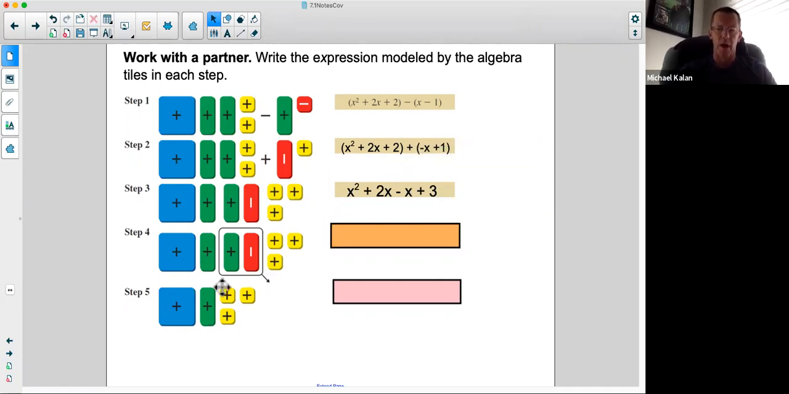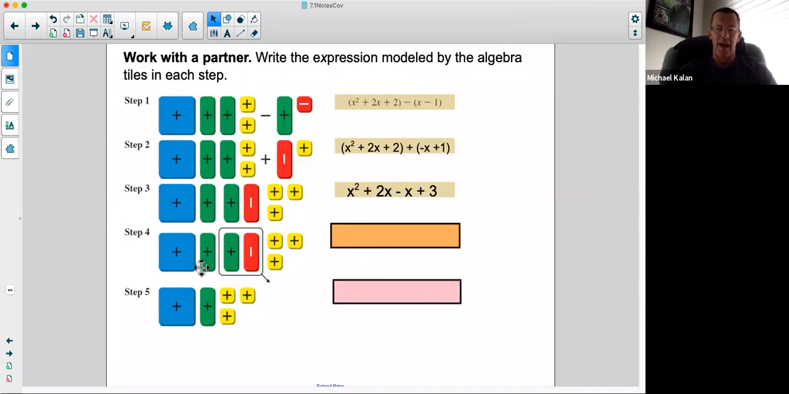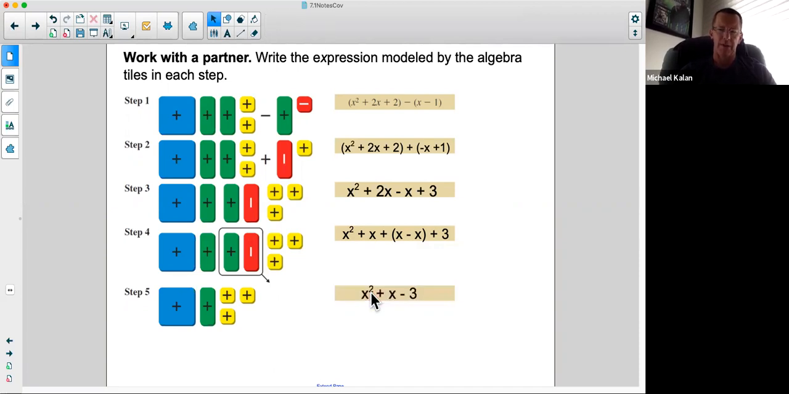Okay. Ooh. Oh, we've seen this before. Remember what that meant over here. We got this down, don't we? Yeah, this is going to be x squared plus x, and then in parentheses, a positive x and a negative x, and then plus 3. And then those do what? Oh yeah, cancel out. So what are we left with? x squared plus x minus 3. Interesting. So we're combining like terms and stuff.